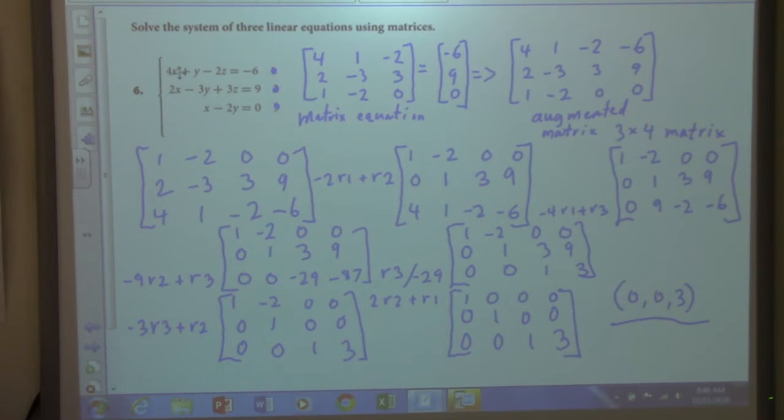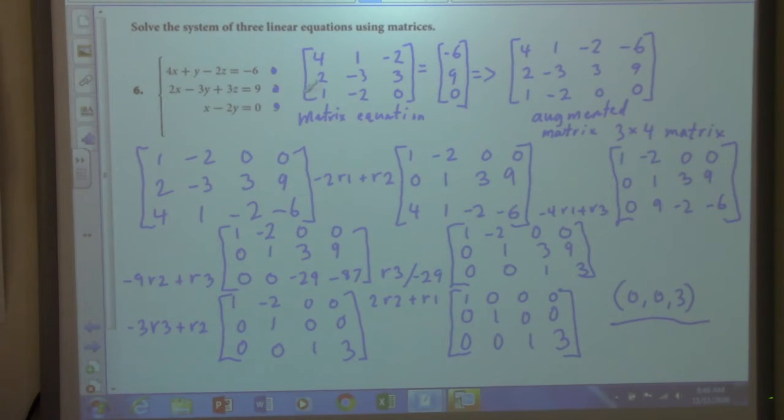Yesterday we were working on solving systems of linear equations using matrices, and I just started out doing this one right here. We talked about the matrix equation and the augmented matrix, and I started doing row replacement, and I got probably about halfway through here. This is after 8th period yesterday, and I was able to squirrel away enough time.